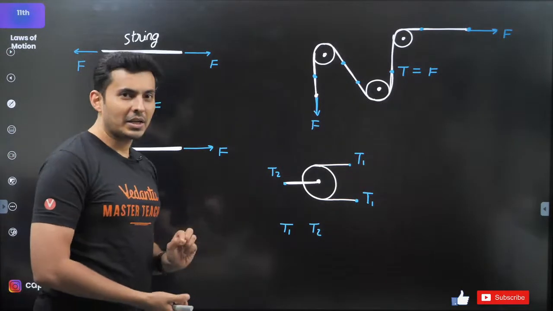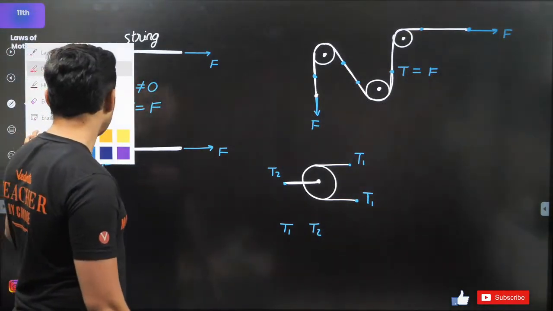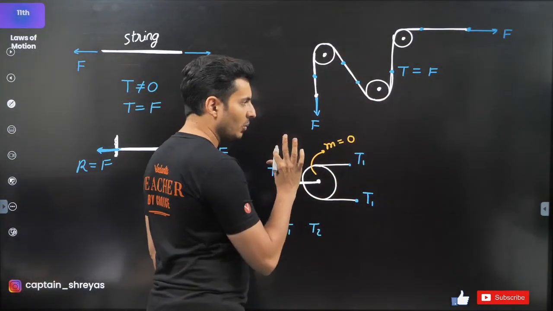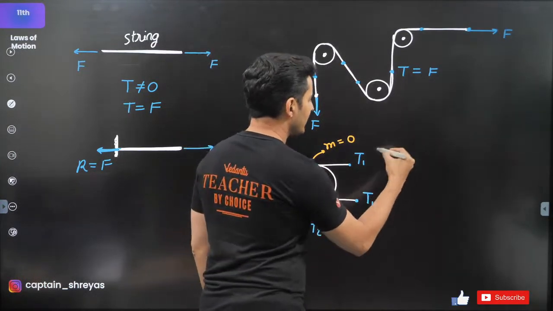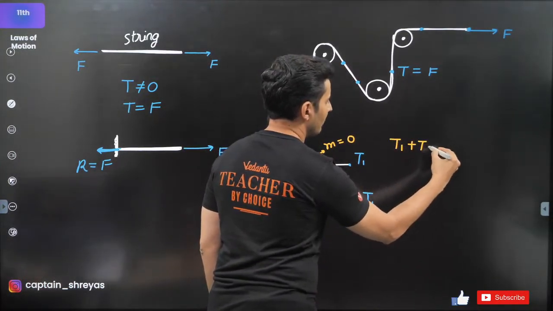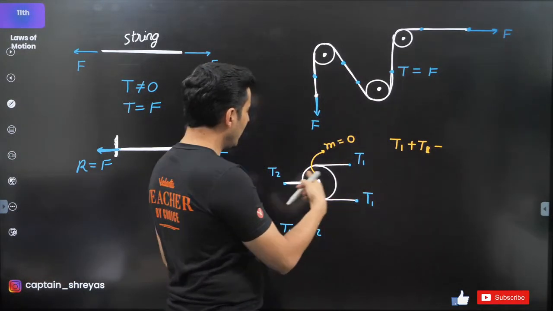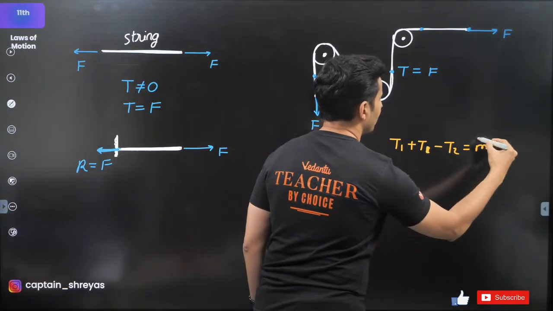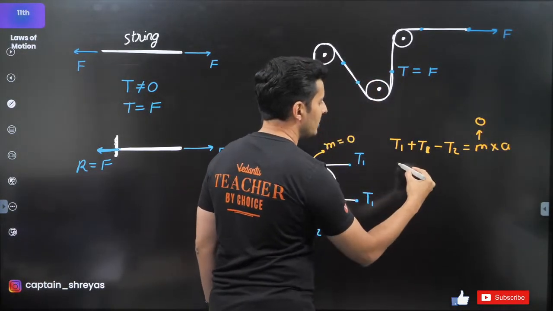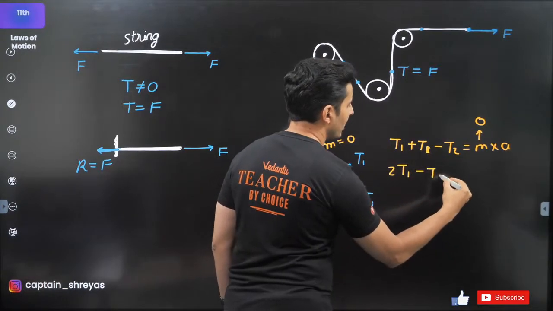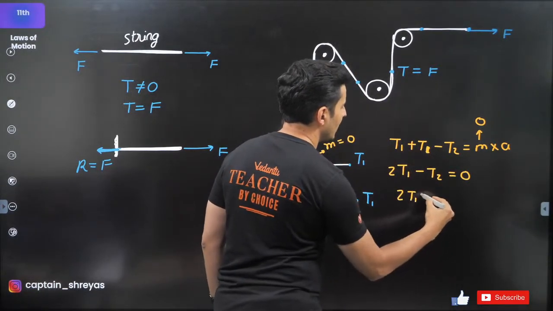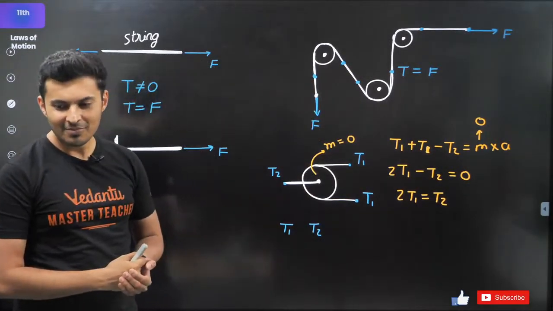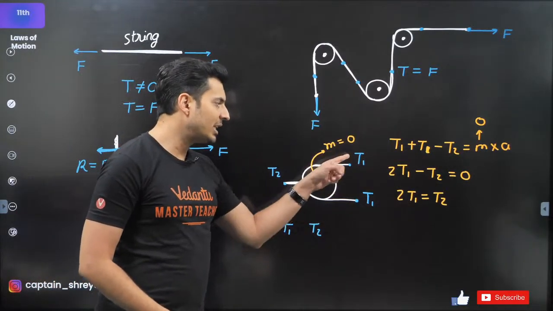I don't think so. Okay, if the pulley is massless, assuming the mass of the pulley is 0, using Newton's law, I can say T1 plus T1 minus T2 is equal to mass into acceleration, but this mass itself is 0, so RHS is 0. So 2 times T1 minus T2 is equal to 0, so 2 times T1 will be equal to T2. Obviously this will be twice of T1. So T2 is basically twice of T1.